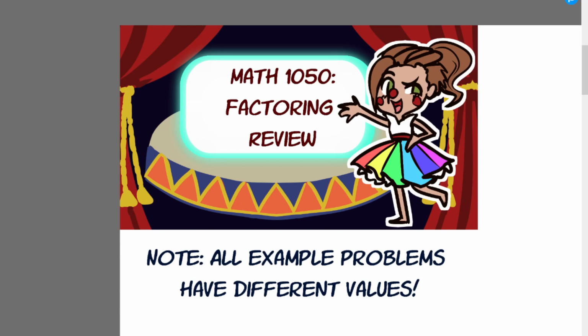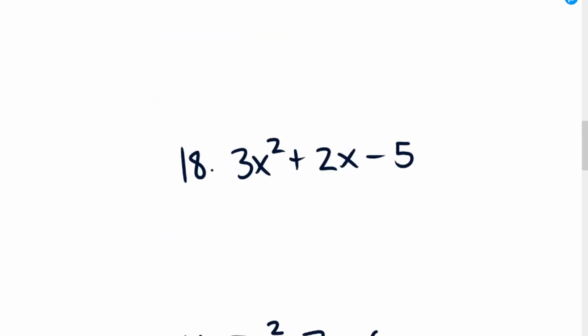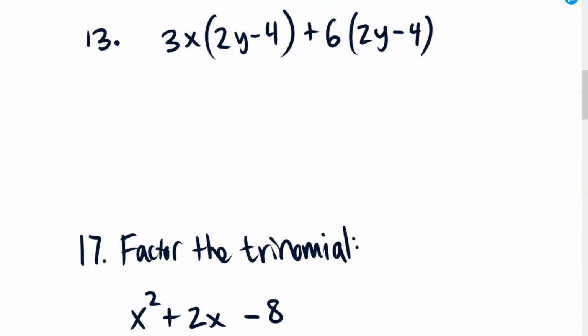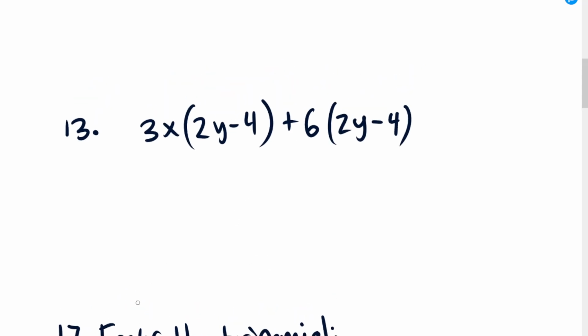So if you see that the problem numbers are the same, like for instance I do 13, 17, 18, etc., these are not the exact problems, but they are going to be very similar with the methods that they're going to be solved with. With that, let's begin. This is our factoring review. So there are a few methods of factoring, but we'll cover them as we move along.